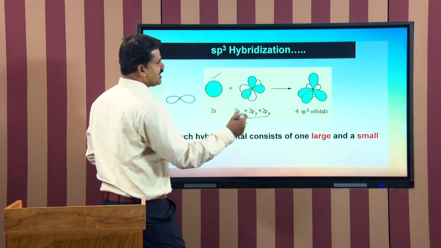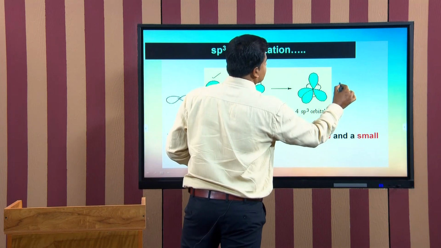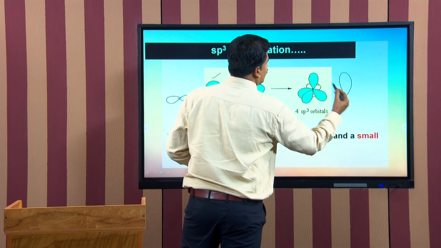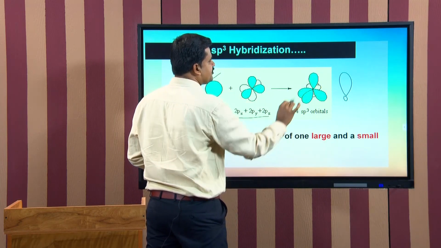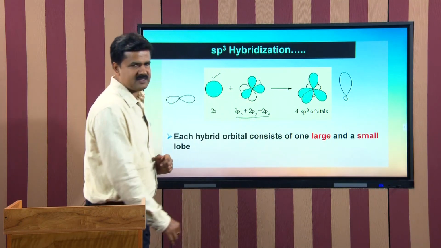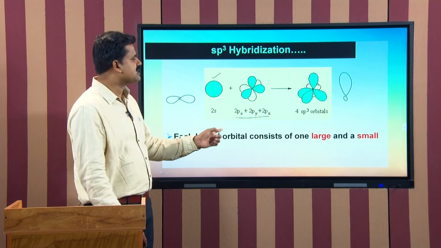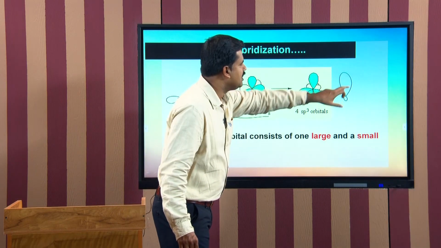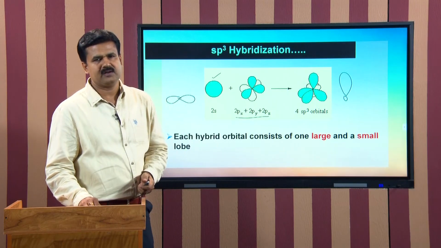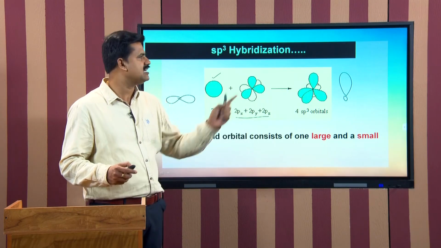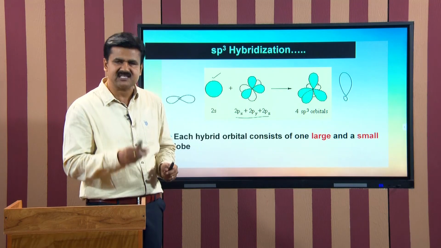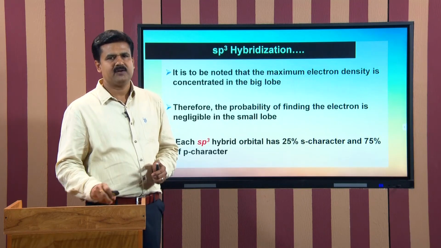And for convenience, a hybrid orbital must have a big lobe and a small lobe. So, 4 sp3 hybrid orbitals are arranged like this. These are the 4 sp3 hybrid orbitals. Each hybrid orbital consists of one large lobe and a small lobe. That is the representation of a hybrid orbital. Whatever the hybrid orbital may be, the representation is like this. There is a large lobe and there is a small lobe.